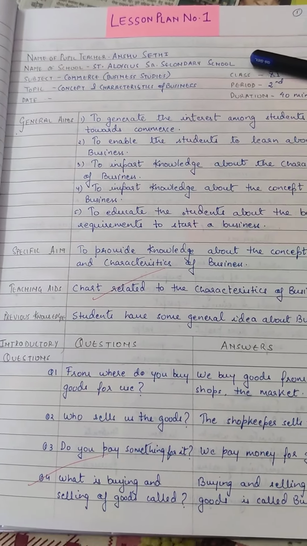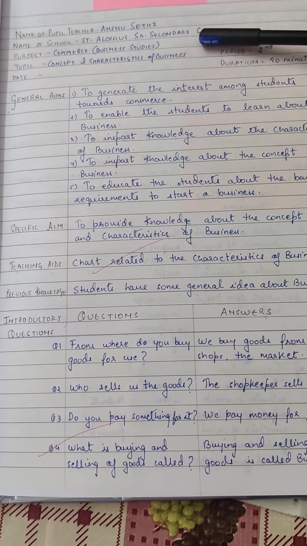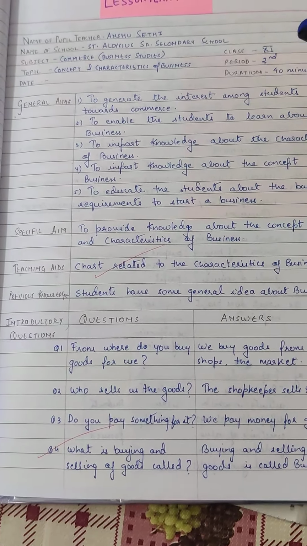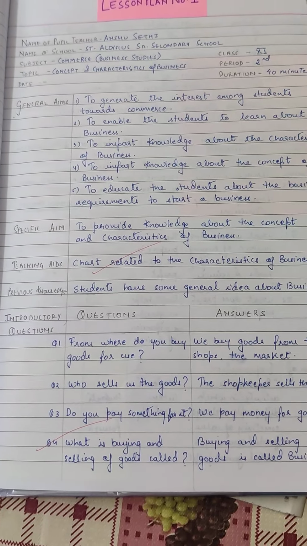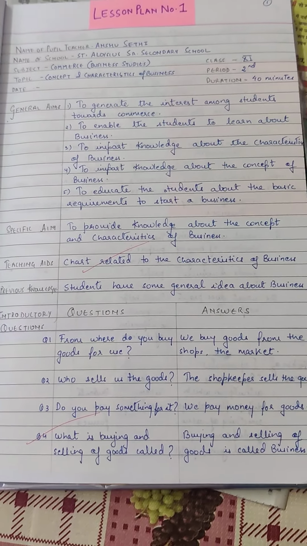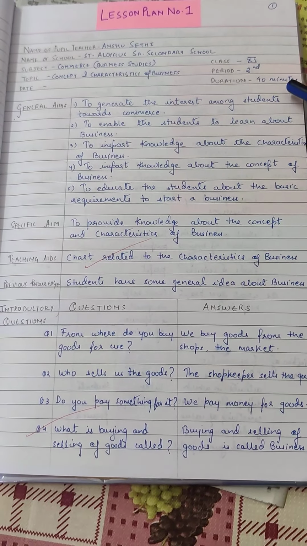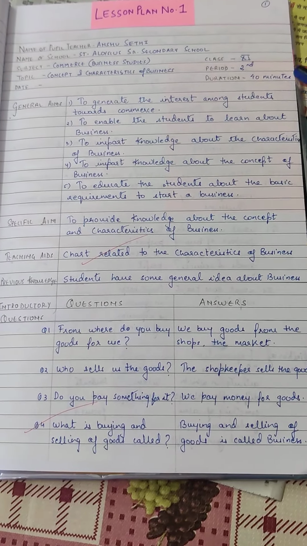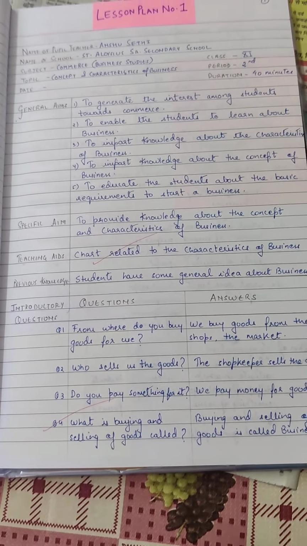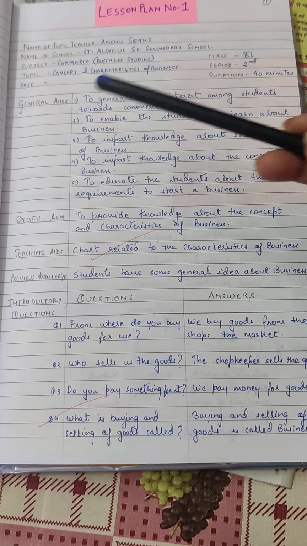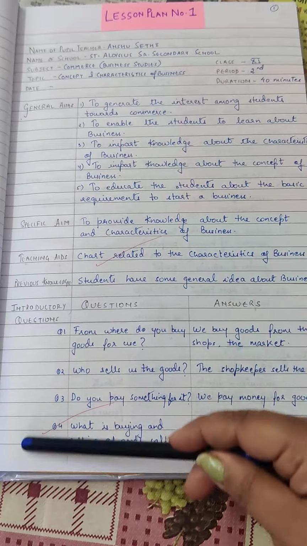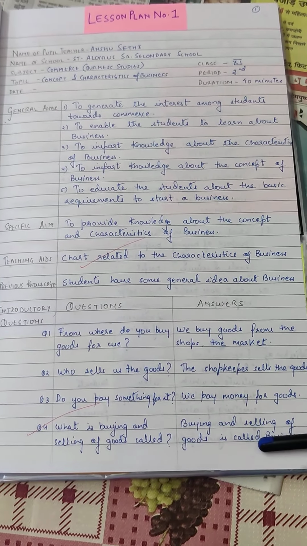Then comes name of school. Then the subject is commerce, business studies. Topic is concept and characteristics of business, and date. On the right hand side you write the class, period and the duration. Duration for a lesson plan is always 40 minutes. Then we start with writing the subheadings on the left hand side and the points on the right hand side.